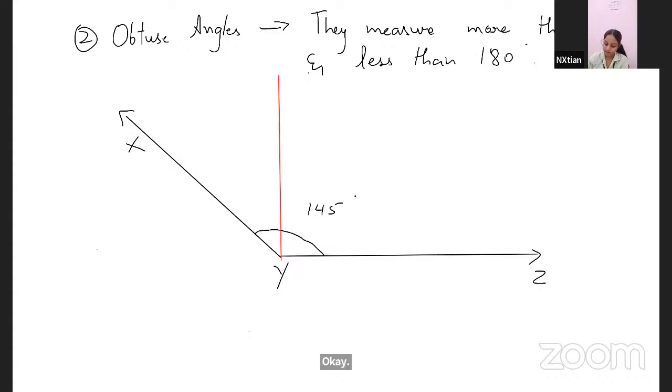So obtuse angles, where do they fall? Obtuse angles fall on this part, that is more than 90. Right? Obtuse angles are more than 90 but less than 180. Done, guys? Yes, ma'am. I hope everyone is done. Abraham, hope you are doing too. I cannot see your video.